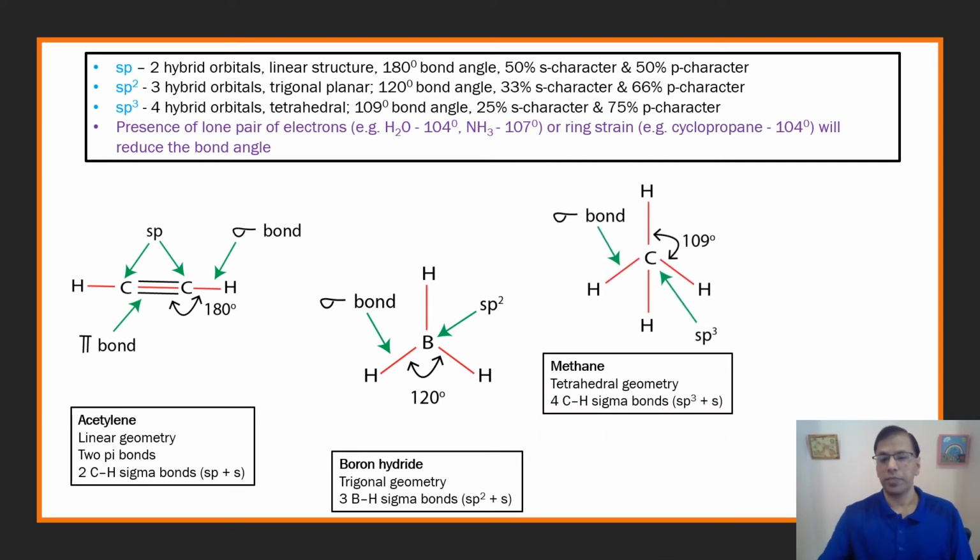This is an example of methane. The shape is tetrahedral and the bond angle is 109 degrees. There are four sigma bonds, and the carbon-hydrogen bond is formed by the overlap of the 1s orbital from hydrogen and the sp3 hybrid orbital of carbon.